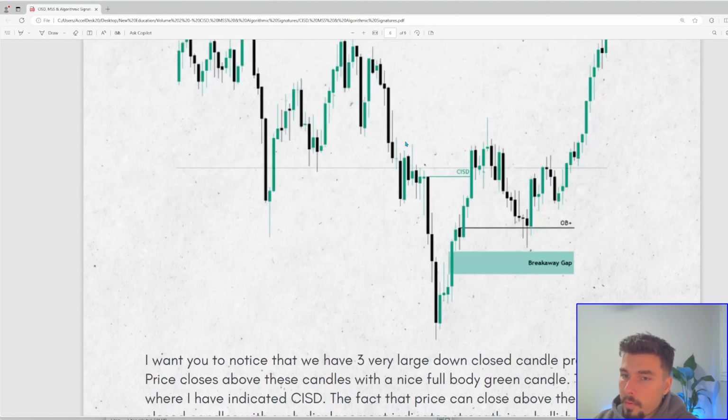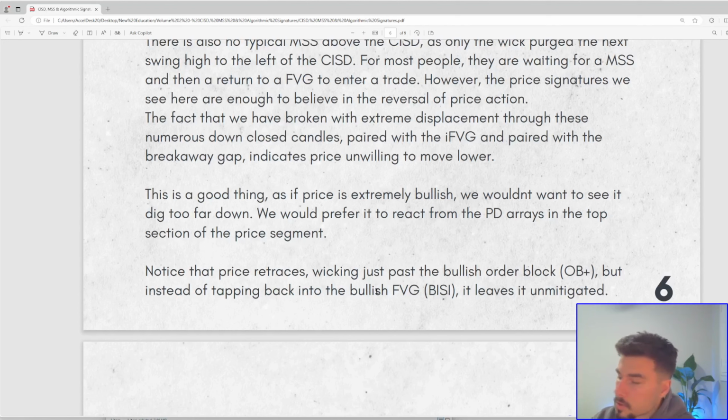And when price is really bullish, that's when you get cases of price barely tapping into a fair value gap, barely coming down, and then just dramatically moving up. Why does it do this? Because we've got low resistance liquidity, right? We've already initiated this change in the state of delivery, and we're in a key time frame, in this case, silver bullet. Really important to keep in mind. Again, notice that when price retraces, we just tap into the order block, but instead of tapping back into the bullish fair value gap, it leaves it unmitigated.